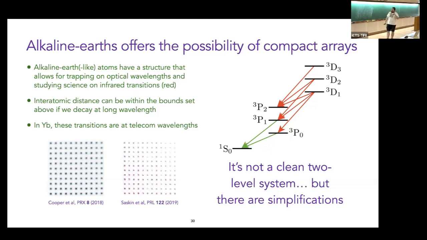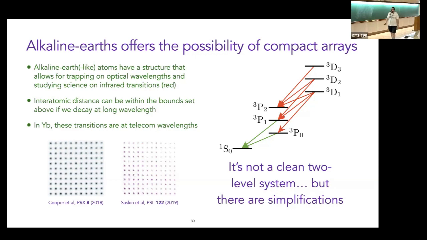Alkaline earth or alkaline earth-like atoms are species with 2 relevant electrons, which means they have a slightly richer spectra than your normal alkali atoms. What's important here is that it gives you this structure where you have these metastable 3P states, so the 3P2 and 3P0 are metastable. And you have these excited 3D states where the decay from up here is at infrared wavelengths.